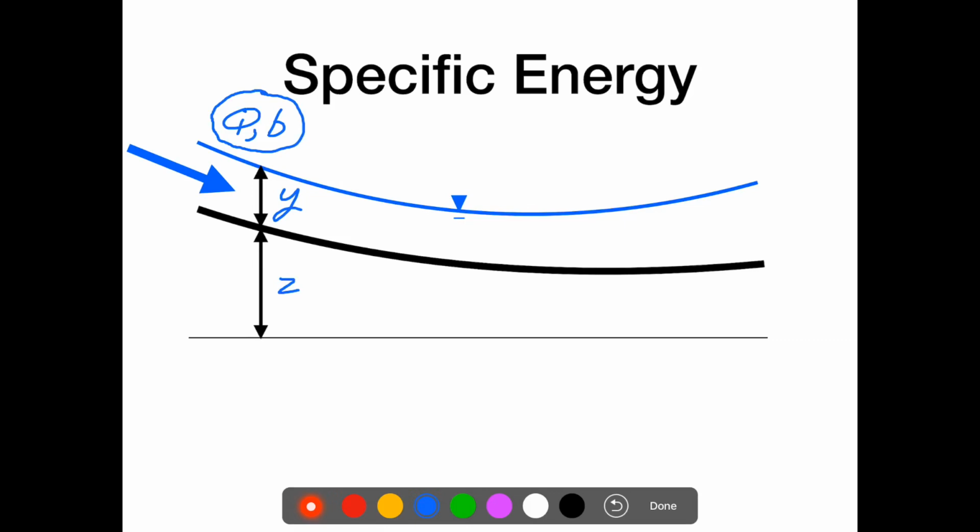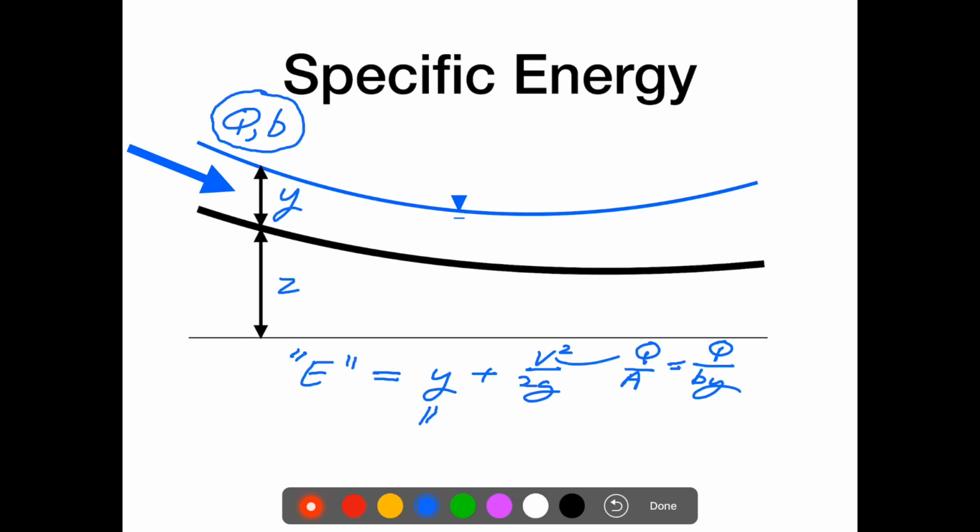Specific energy is kind of like the Bernoulli equation, where you had energy related to pressure, potential energy, and then kinetic energy. Specific energy for open channel flow is denoted by the letter capital E, and it's defined as the depth plus v squared over 2g. The v that we're using here is the cross-sectional average velocity. It's equal to Q over A, and for a rectangular channel that would just be the same as Q over B y.